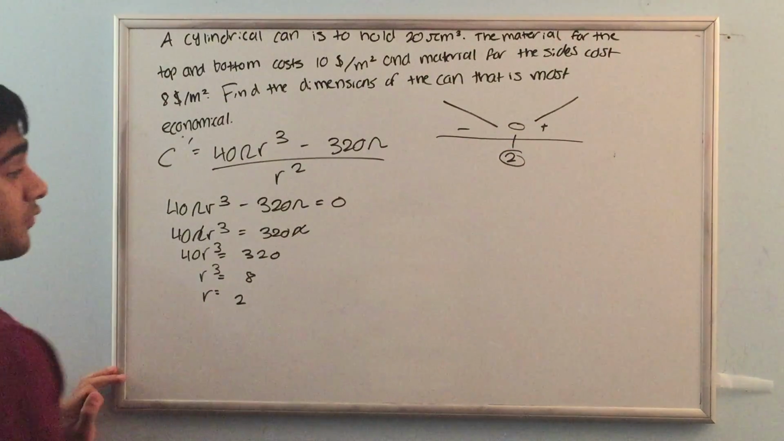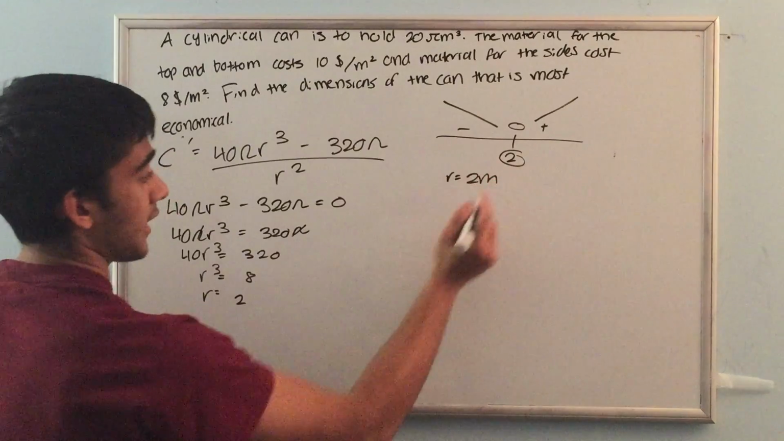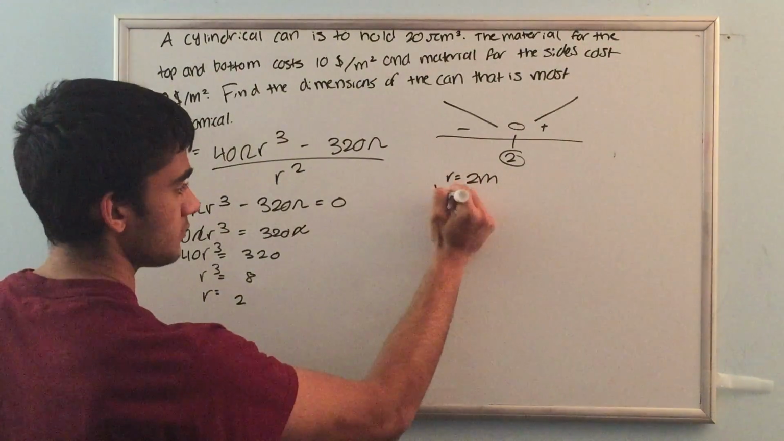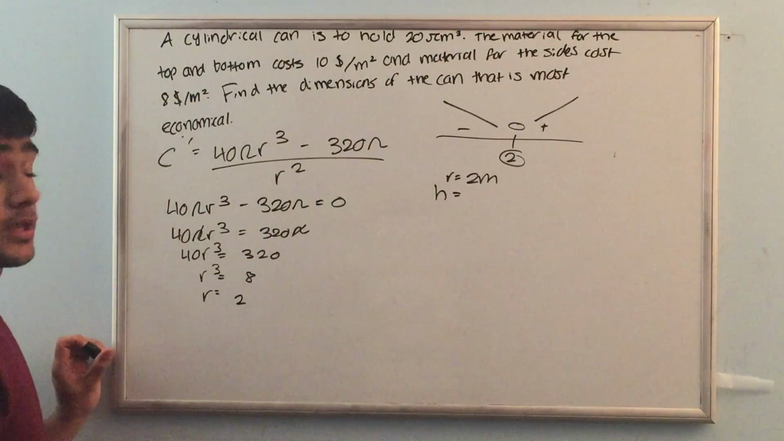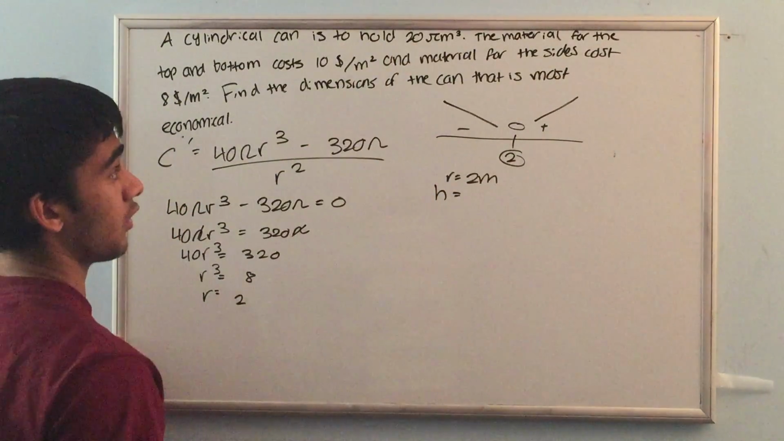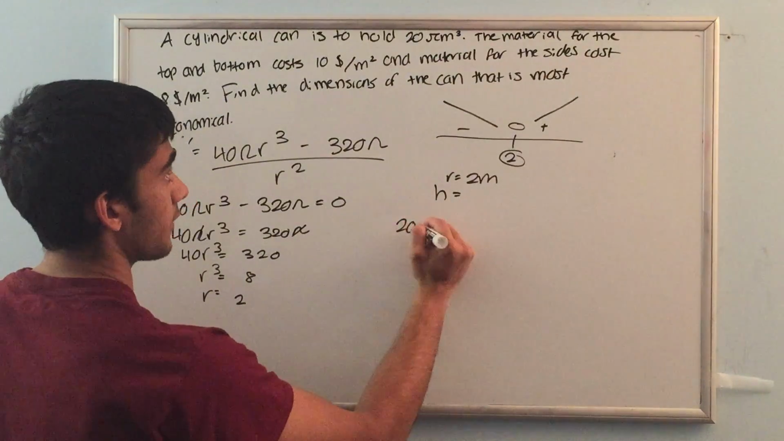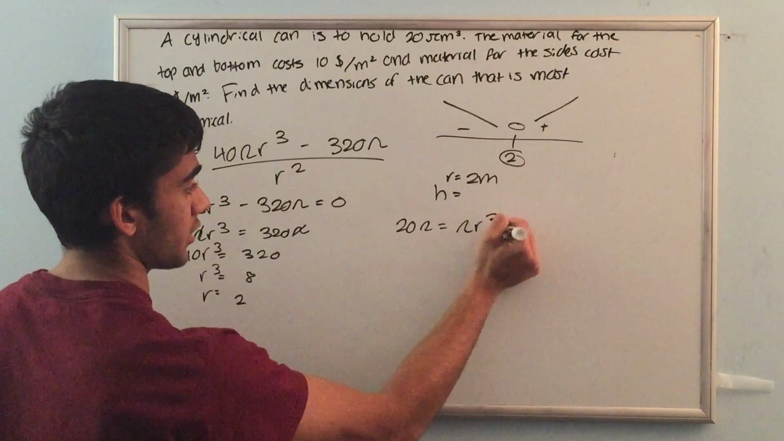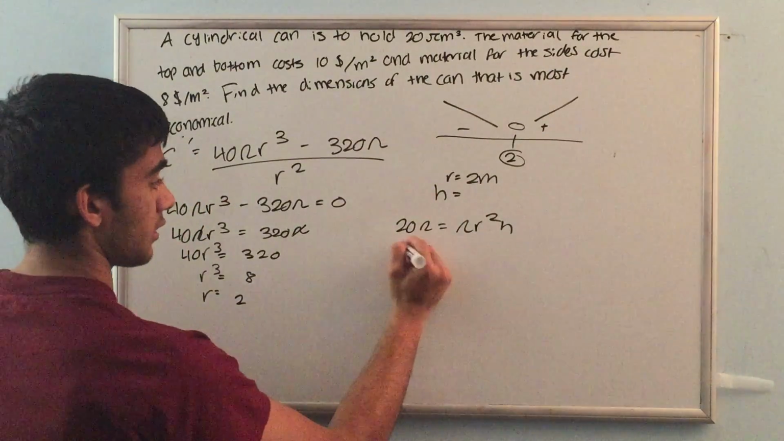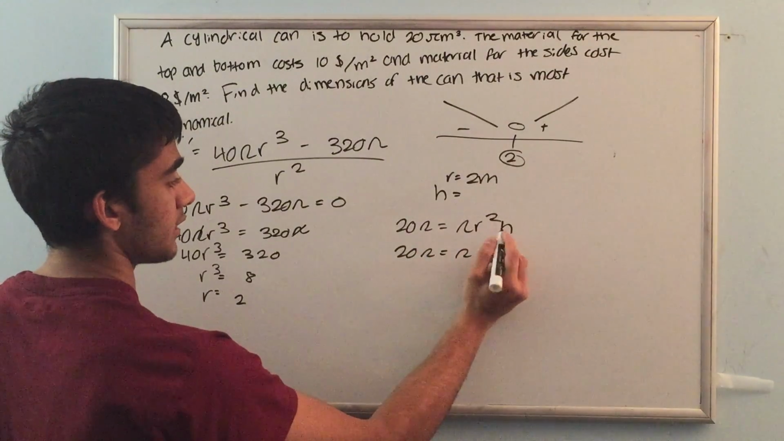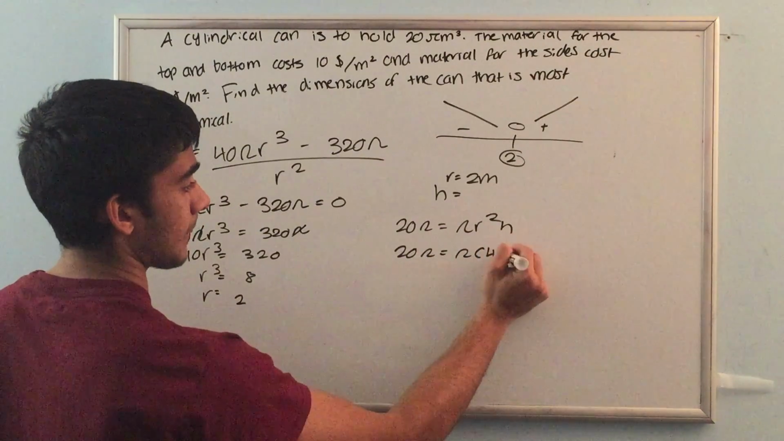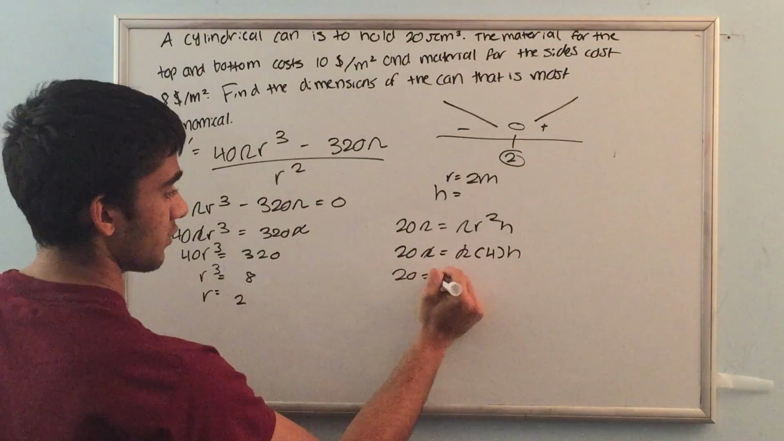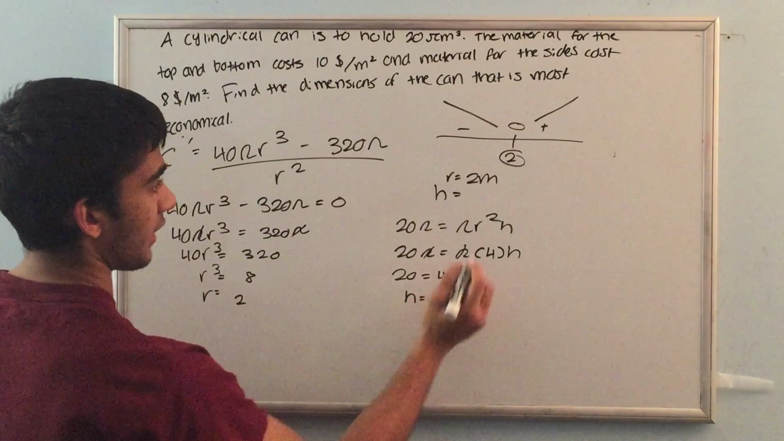So we figured out that at r equals 2 meters, the can has the least cost, but we're not done yet because we need to find the other dimension, we need to find h. And if you remember, we can use the volume equation because they give us that the volume is 20 pi meters cubed. So we can say that 20 pi equals the volume of the cylinder, which is pi r squared h. We know r is 2, so we can say 20 pi equals pi times 4 times h. We can divide by pi, so we get 20 equals 4h, and h equals 5.